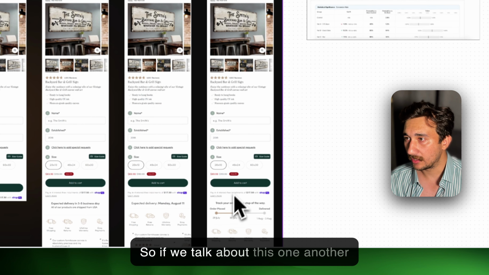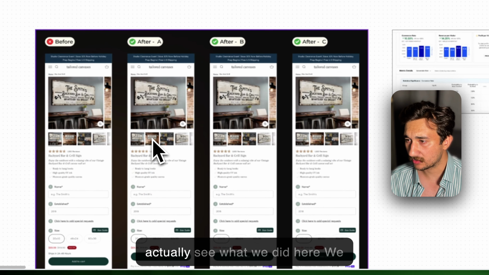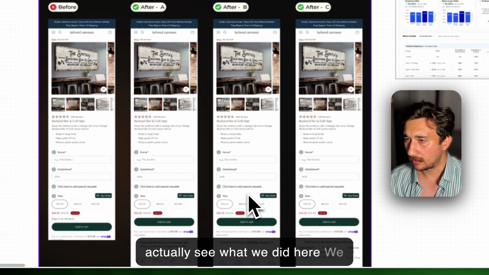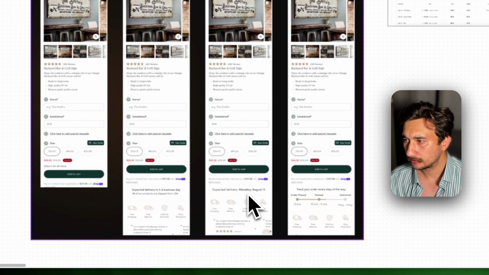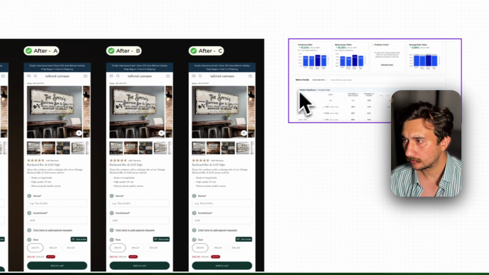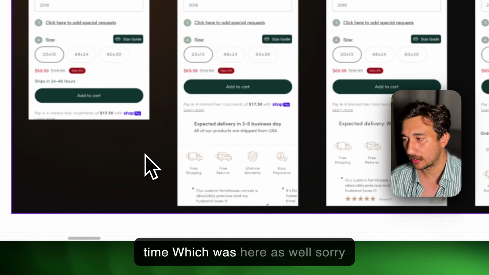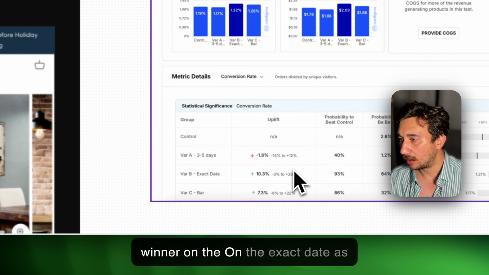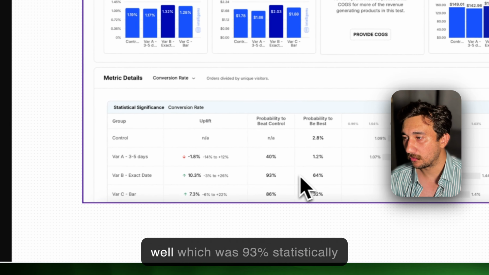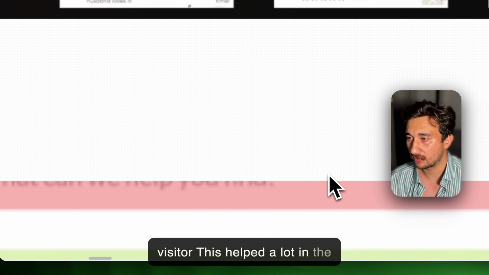Another variation, let me actually see what we did here. Oh, we added estimated shipping delivery time, which was here as well. Sorry about that. So we added 3 variations, and it was actually a winner, which was 93% statistically significant. This helped a lot in the revenue per visitor and a lot in the conversion rate as well.